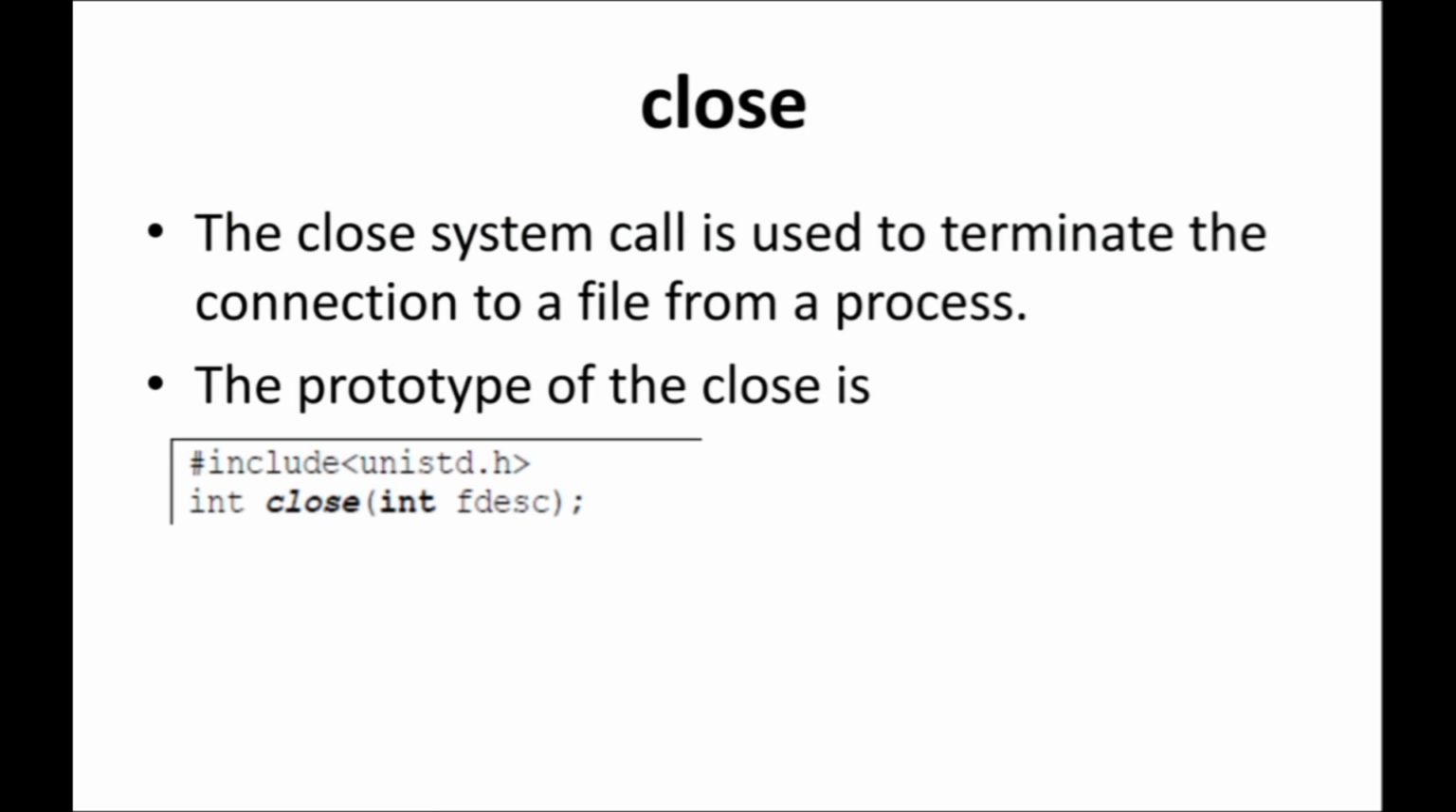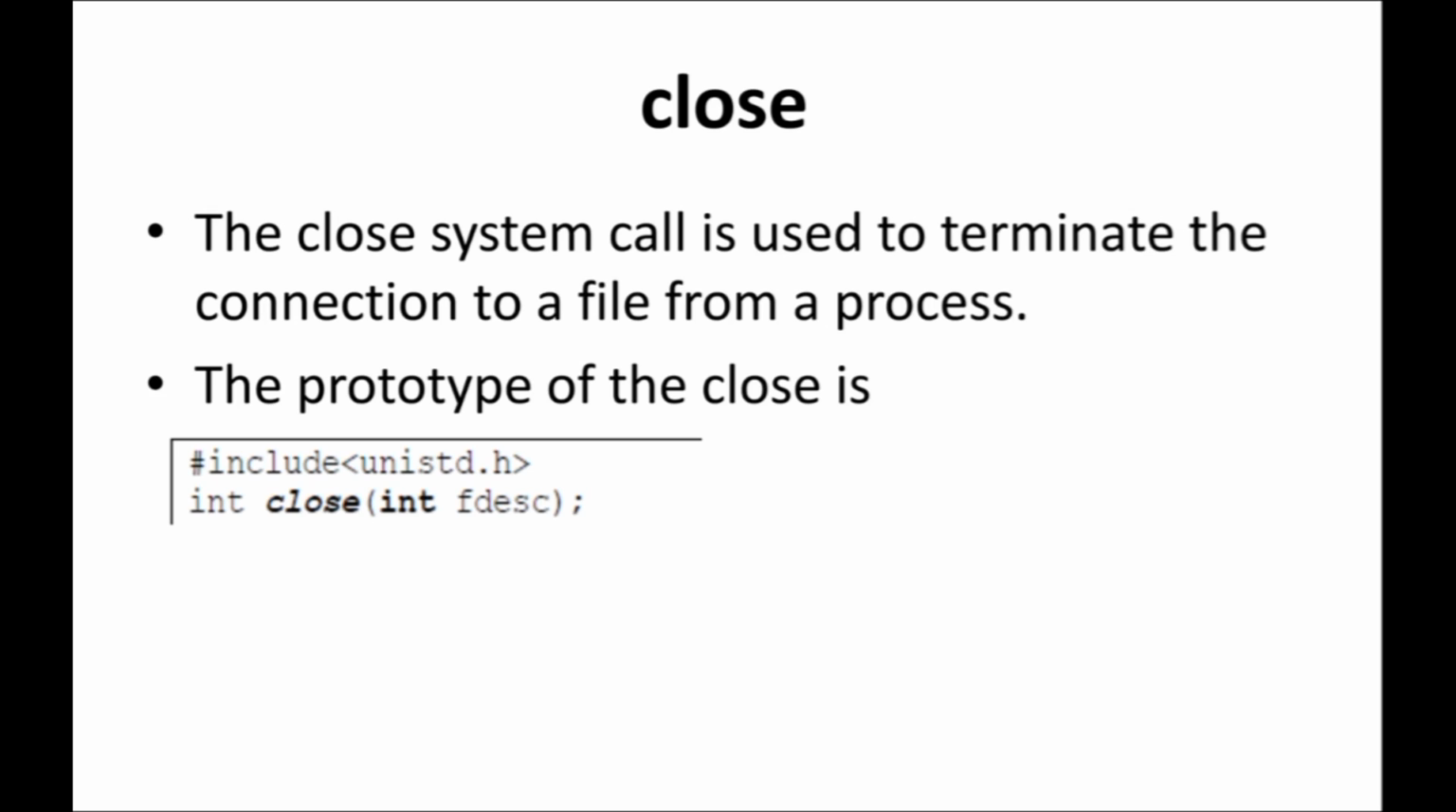So next is close. As the name suggests, the close system call is used to close the connection of a file from the process. In simple words, the close API is used to close a file. The prototype of close takes only one argument, the file descriptor. So if you want to close a file, you just need the file descriptor, and then you can easily close that file.